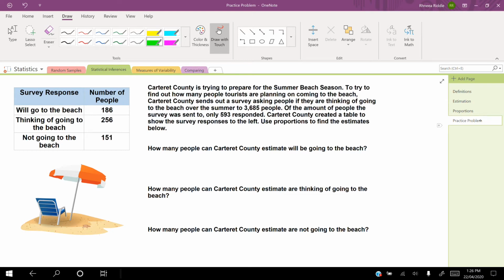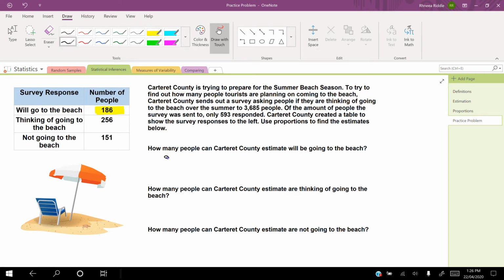So if you've hit play, I assume you have given this your best shot, and we are going to go ahead and work through them together if you'd like to follow along. So the first question asks us how many people can Carteret County estimate will be going to the beach. So we need to think about how many people responded saying they are going to the beach for this first question. And it says there are 186 people going.